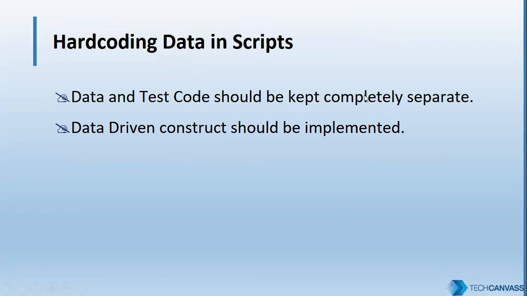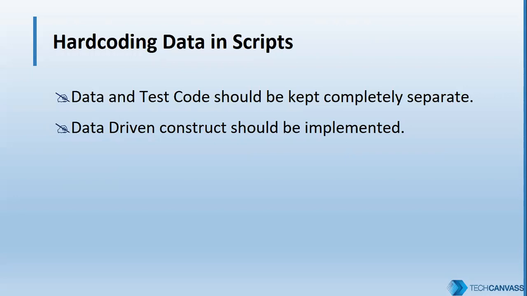The next most common mistake that test automation engineers generally make is hard coding data in scripts. Test scripts contain code, and code should never be mixed with test data. Test data and test code should be considered as two separate entities and should be maintained separately, mutually exclusive of each other. They should be kept completely separate.